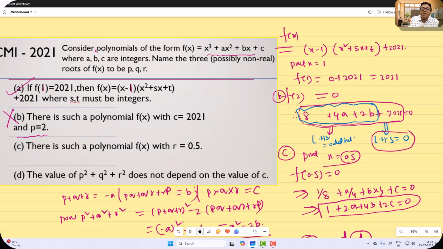There is such a polynomial f(x) with r equal to 0.5. Now put r equal to 0.5 over there. By putting x equal to 0.5, it is coming 1 by 8, a by 4, b by 2 plus c. See, again you are getting the same thing. Left hand side 0, and where even number, odd number involved, their sum you are telling 0, not possible. And 2a plus 4b plus 2c can never give you minus 1 like the previous one. You can never get it minus 2021, here you can never get minus 1. So this option is also incorrect.